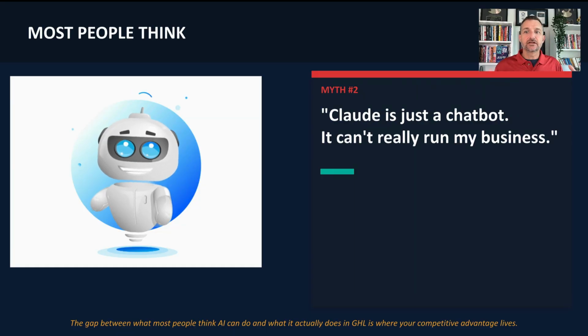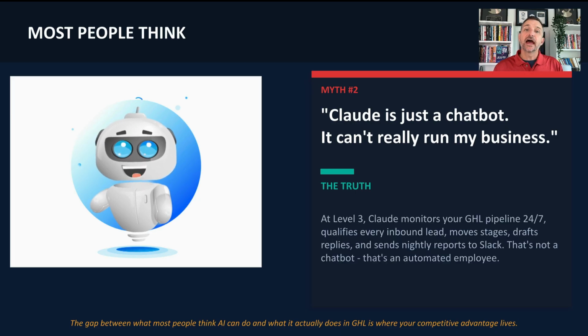And secondly, Claude is not just a chat bot. Most people think it's just a chat bot and it can't really run your business. But the truth is, at level 3, when you have the local integration, you can monitor your GHL pipelines 24/7. You can set automations and timers to remind yourself a lot of different things. You can move stages, you can draft replies, you can send nightly reports to yourself. You can do a lot of really amazing things, okay?